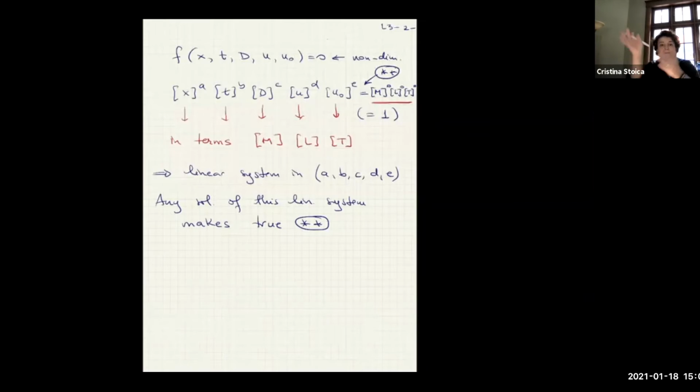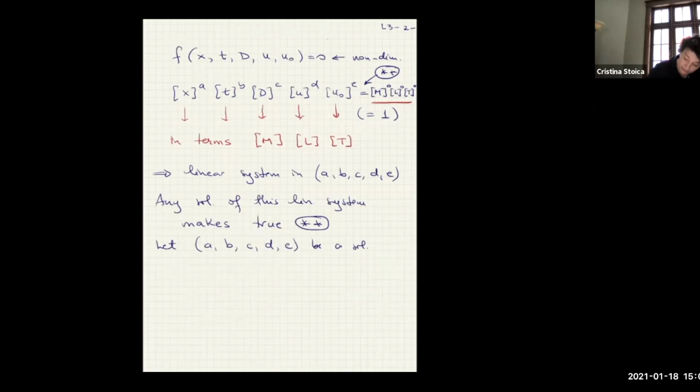Okay, so when I substitute the solution there, I'll get the dimension of x at A times the dimension of t at B times the dimension of d at C times the dimension of u at D times the dimension of u naught at E, right? All of them together will end up with 1. But this is just about the dimensions. Okay, so now let's say we have such a thing. Let A, B, C, D, E be a solution, right? Then, okay, if you want, I can put hats on it.